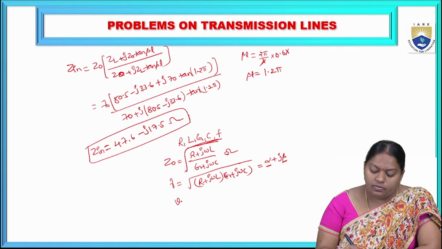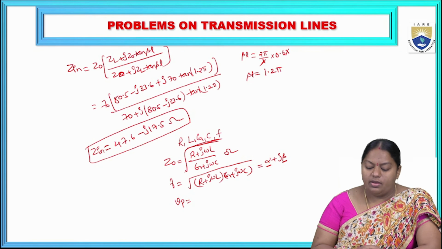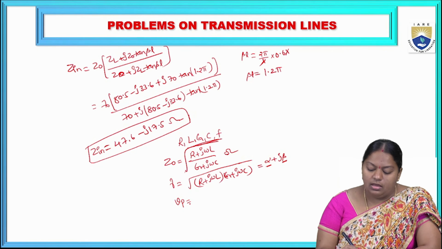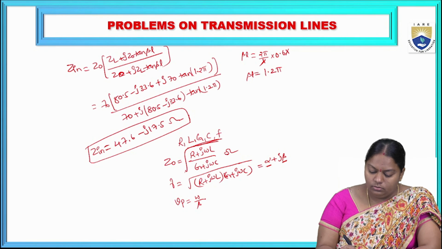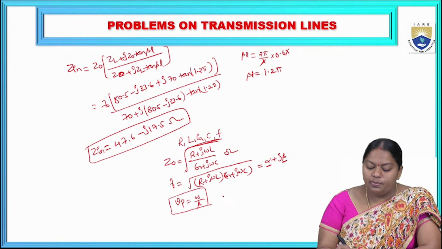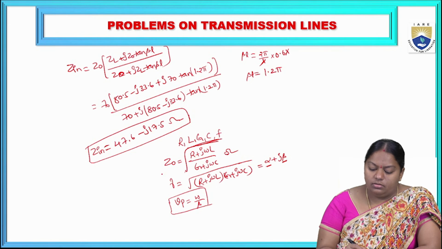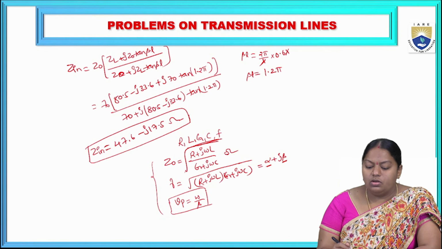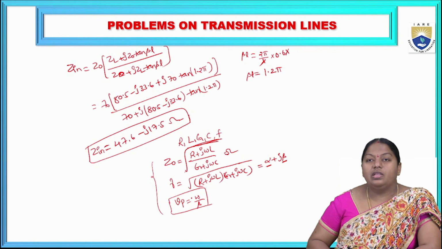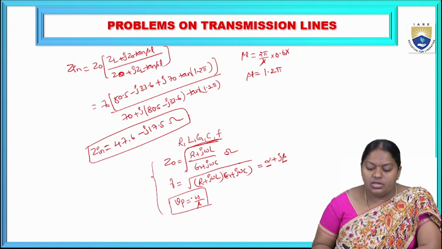Now the third one we are going to use, which we have already used, is phase velocity. In order to find this phase velocity Vp, the formula becomes omega by beta, right? So phase velocity or wave velocity can be written as Vp equal to omega by beta, and these are the formulas which we have used in order to solve the first problem based upon the problems on transmission lines.